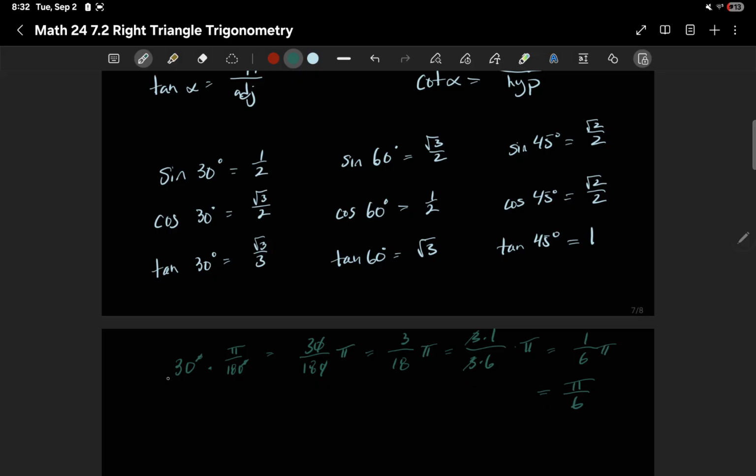So you can go through that and rewrite these degrees as sine of pi over 6 is equal to 1/2, and do that for the 60 and 45 degrees if you want a little more practice. But that will basically be it for this section.